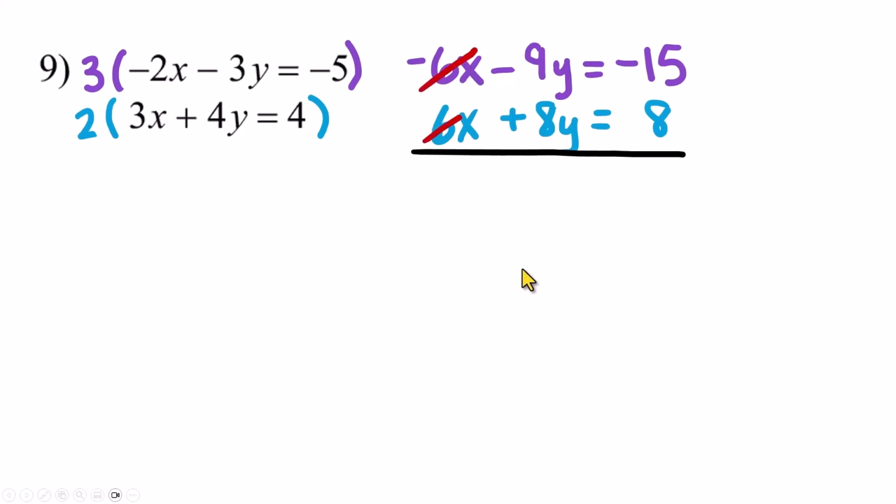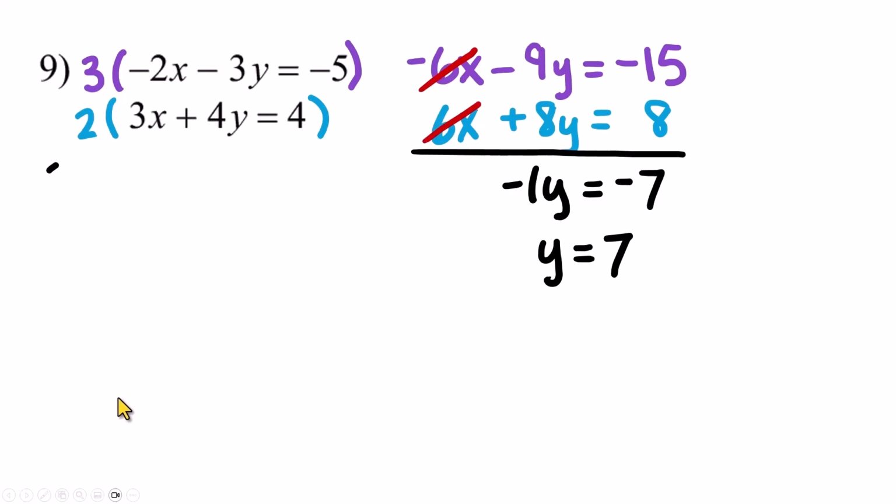Now we smash. Now I have negative 9y plus 8y. That's going to give me a negative 1y, and that equals negative 7. No, you don't have to write a negative 1y. You could just put negative y, but when I'm teaching, I always put the negative 1, so people will realize you have to divide by something. And that would be dividing by negative 1. And I end up with y equals 7. Half done.